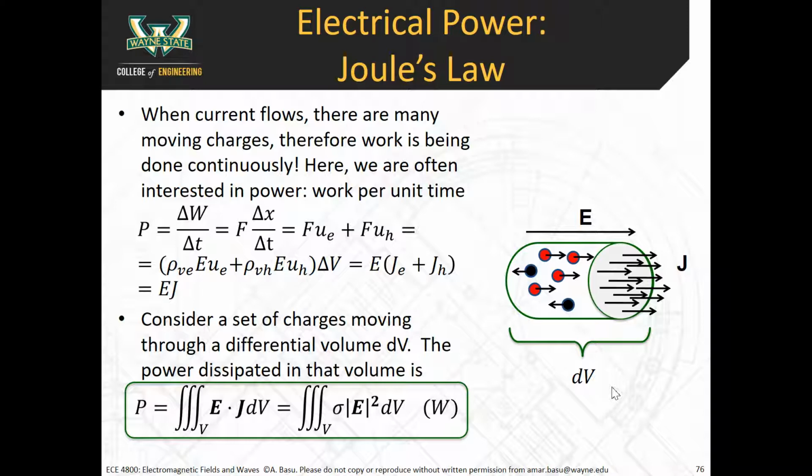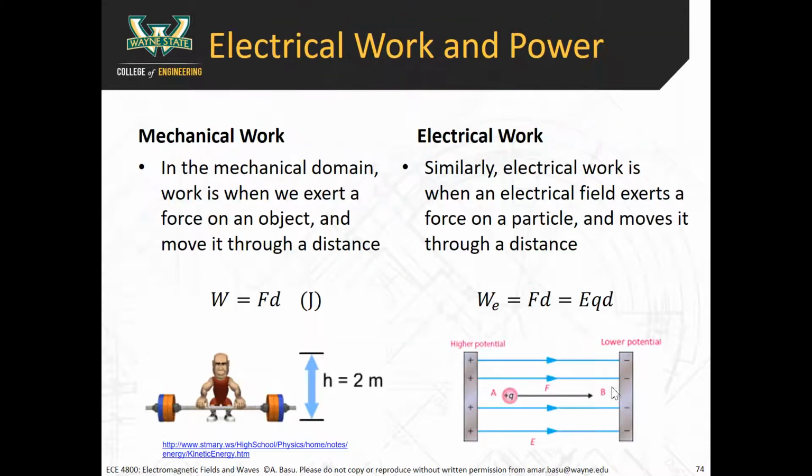Ultimately, we are deriving Joule's law in this part of the class. Imagine that when current flows, there are many moving charges, so work is being done continuously. Every charge that's moving across the semiconductor, imagine that there's work being done by the electric field on it. What does that exactly mean? If we go back to this slide here, we're applying a potential, right? Where does that potential often come from?